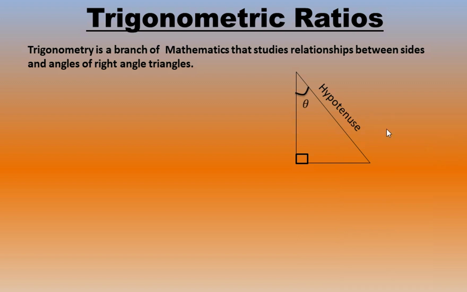The next one, I marked this angle as theta. Then the side opposite to theta, we can mark that one as the opposite side. The next one, this side is near to which angle? Theta. The side that is nearest to theta, we can mark that side as the adjacent side.